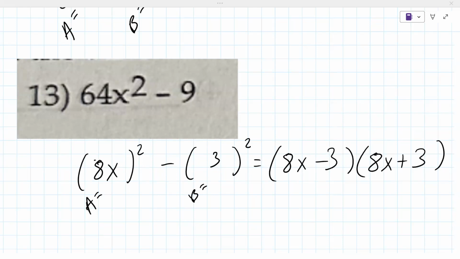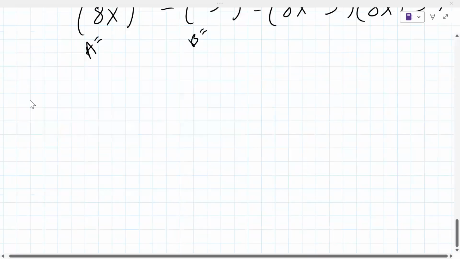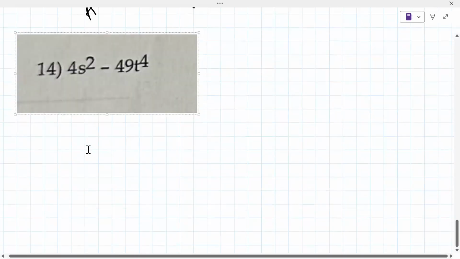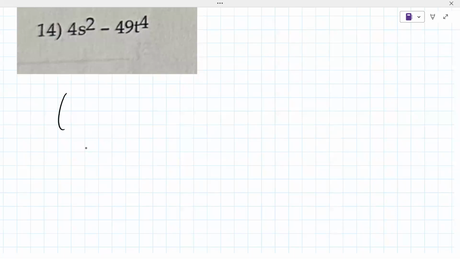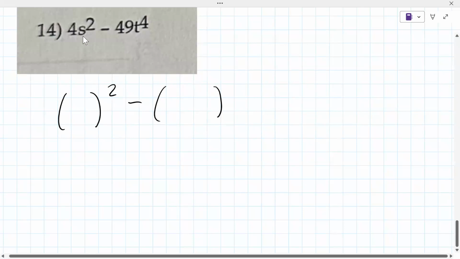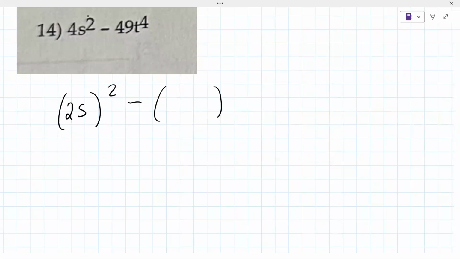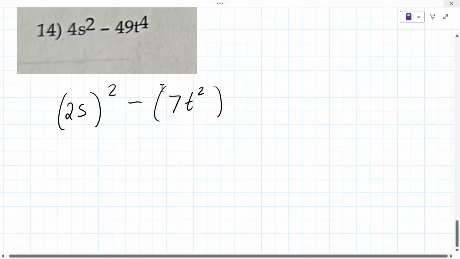All right, so I'm going to help out a little bit with the next one. So the first one here is all on you. What do you put inside parentheses here to get back to this? 2s. Very good. And the one on the right here is 7t squared. Now the 7 probably makes sense. 7 squared is 49. When you square a t squared, you get back to t to the fourth.